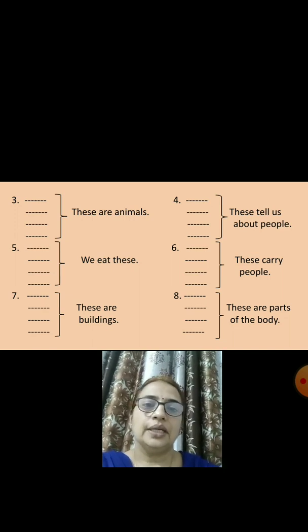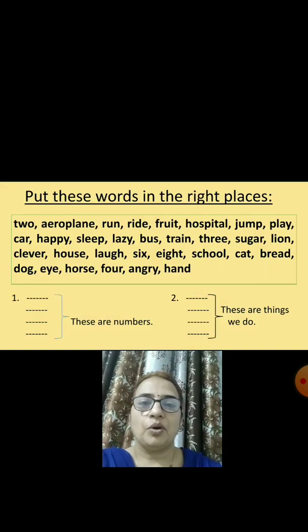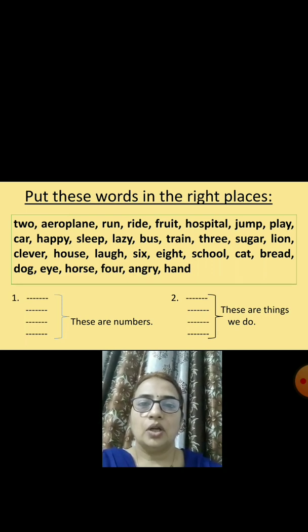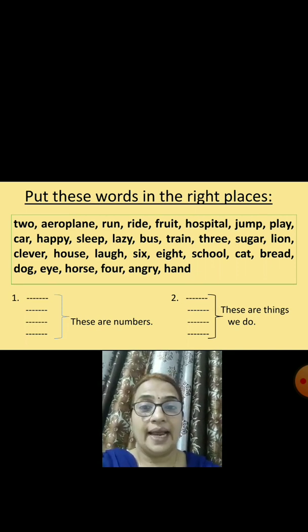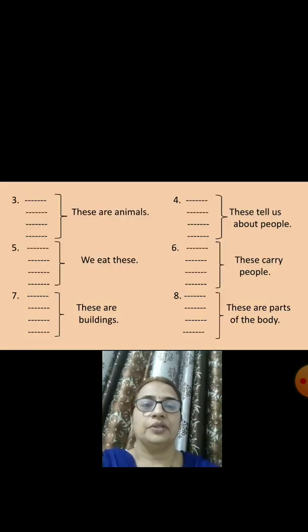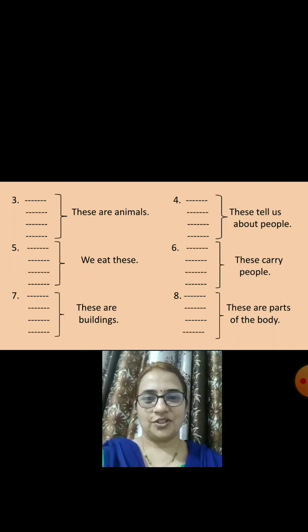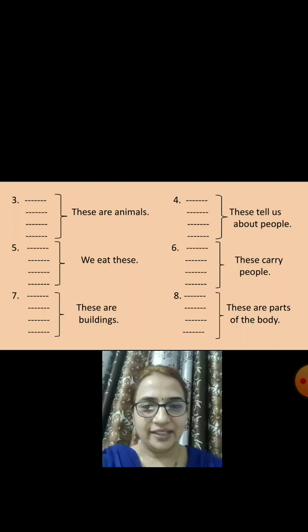And the last question, these are parts of the body. Oh, it's very simple. Which are the parts of the body? Fast, fast. In the first line, it's not there. Second, not there. Third, not there. Fourth, yes, eye and hand. These are the parts of the body. Whoosh. We finished with the activity. For a change, this was a very nice activity, children, right?